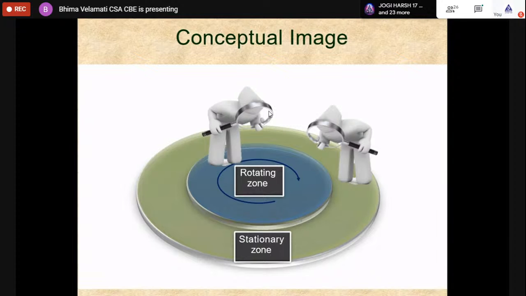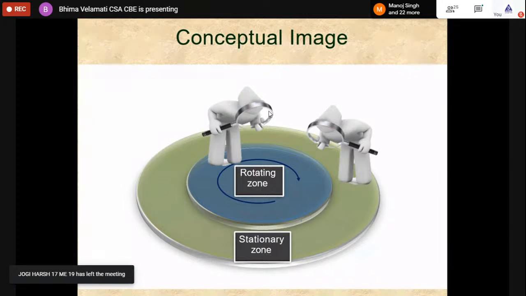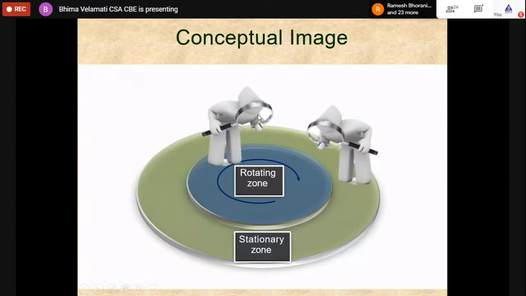In the rotating zone, you solve for the rotating Navier-Stokes, and in the stationary zone, you solve for absolute velocity, which is the normal Navier-Stokes equation. Between these two zones, you will have an interface. At the interface, the solution is matched. That means the relative velocity would be matched with the absolute velocity by conversion.